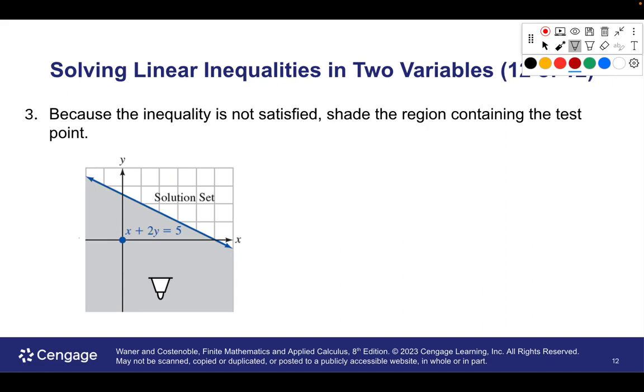Okay, that's exactly what we got. Shade the bottom part because that's not the solution. Leave the solution set unshaded because it just makes it all easier when we're going to do this. Questions? Okay, let's get into the homework.